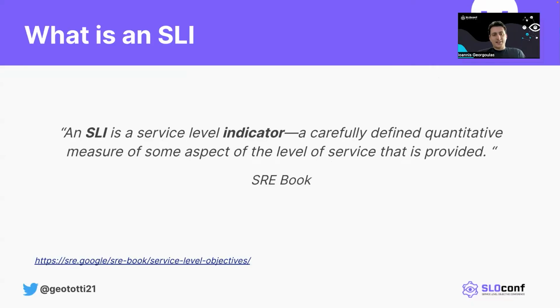But first, let's explain what is an SLI. So an SLI is a service level indicator, a carefully defined quantitative measure of some aspect of the level of a service that is provided. This comes from the SRE book, but more simply, an SLI can be built from everyday metrics. It's just another metric or indicator in this case. It can be built from everyday metrics around load balancers or pretty much anything you have around in your platform.